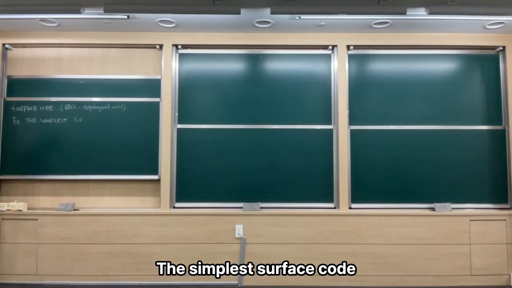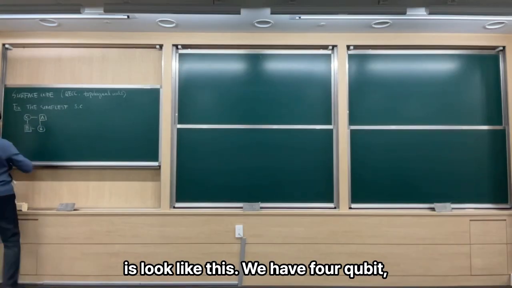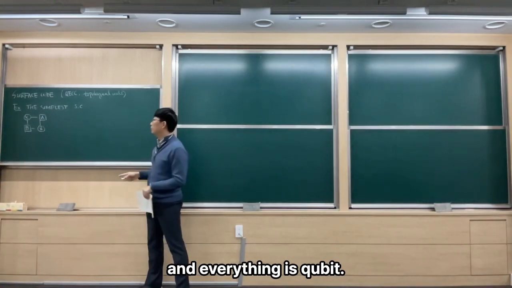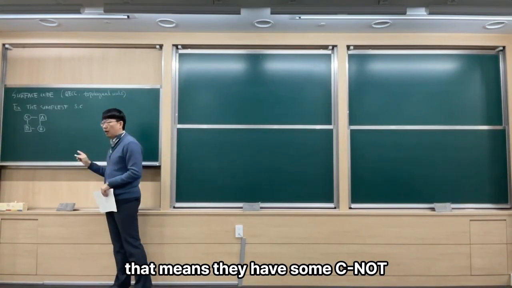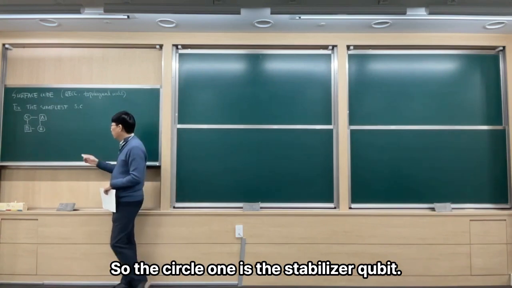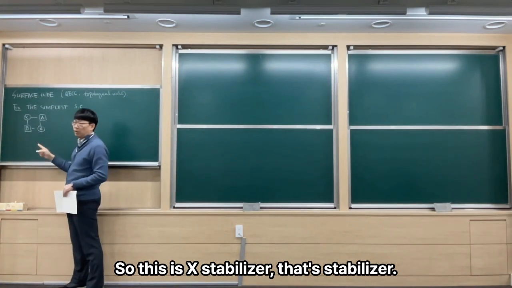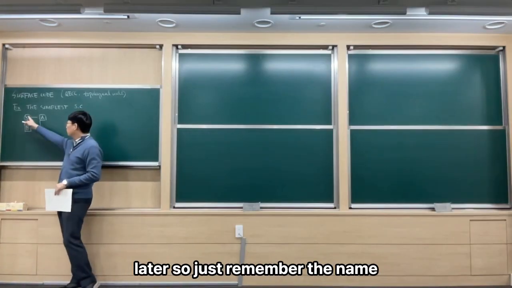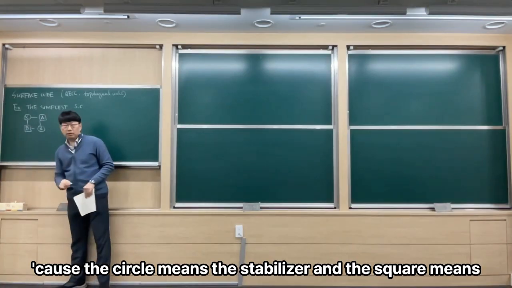The simplest surface code looks like this. We have 4 qubits, and everything is a qubit. When I connect these dots by lines, that means they have some CNOT or control gate put together. The circle one is the stabilizer qubit. This is the X stabilizer, that's the Z stabilizer. I'll draw the circuit later, so just remember the name. The circle means the stabilizer, and the square means the data.